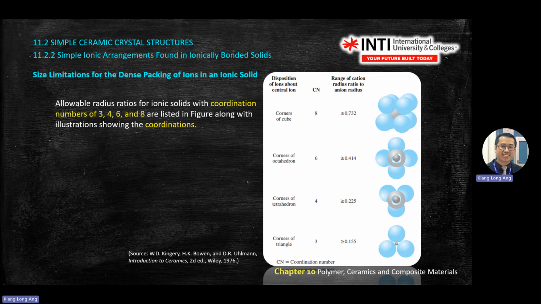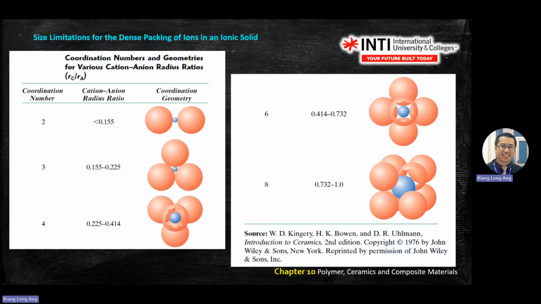Okay, so important is that you remember these 4 magic numbers. They will not be given in the test. We assume you memorize them, just like the gravity force, 9.81. But these are all the magic numbers for the ceramic chapter. So this is another illustration of how they pack together. If the number is less than 0.155, it packs like this.